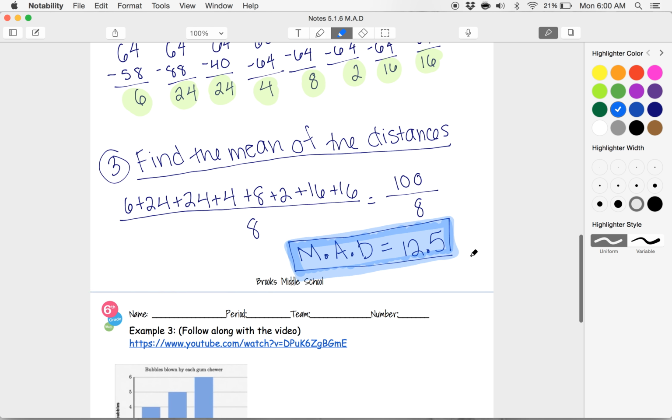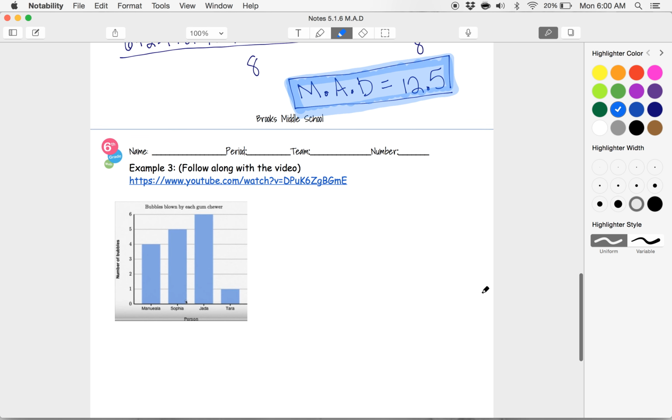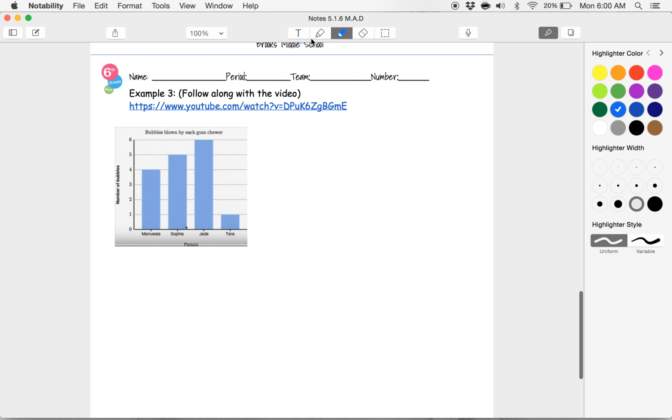All right, we have one more example together. And I wanted to show you this one because our data set looks a little bit weird this time. Now, I'm going to walk you through and show you how to do this, but there's also a YouTube link here where you can watch somebody else explain it. Sometimes hearing it from somebody else helps you get it a little bit better as well.